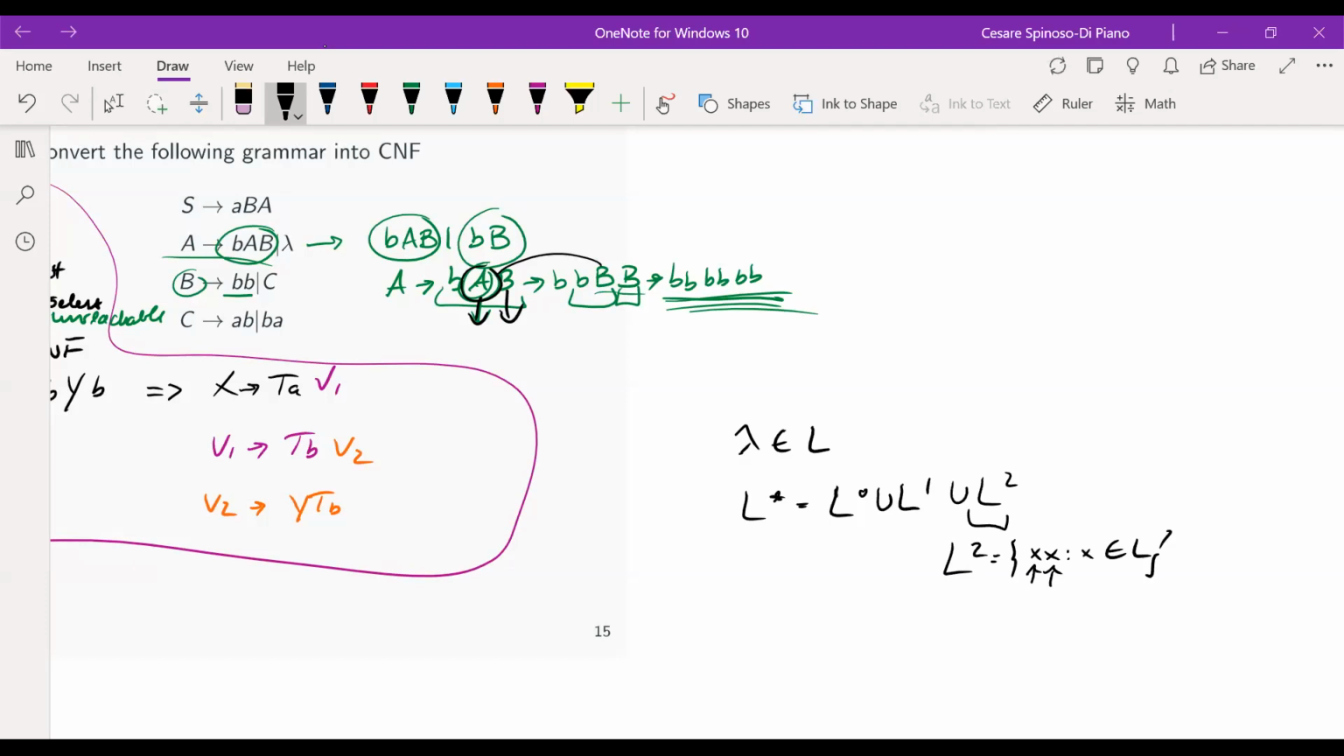So for example, L is a^n b^n, n greater or equal to 0. This contains lambda. I'm not going to do L star because that would be crazy, but L2 is a^n b^n a^m b^m for n, m greater or equal to 0. So very different, right? L star in general has more elements than L.